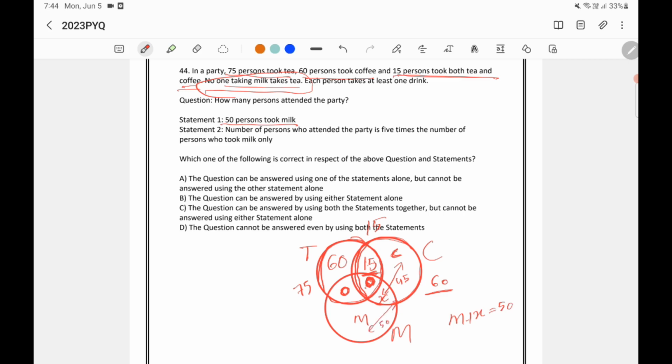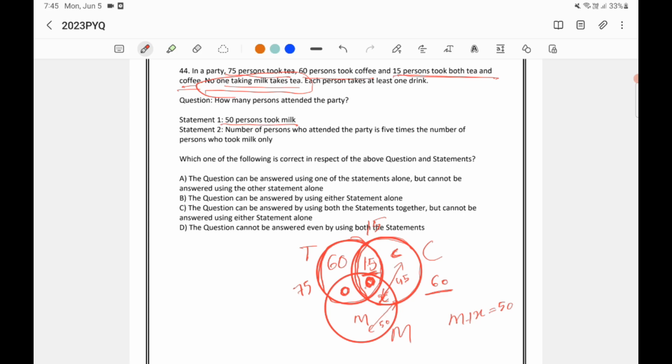It is not mentioning the intersection, that is X, so we cannot find it out. It could be 10 persons who are taking both coffee and milk. It could be 20 persons who are taking both coffee and milk. So if the number of persons who are taking both coffee and milk changes, the total number of people attending the party will also change, right? So we cannot answer the question using statement 1 alone.